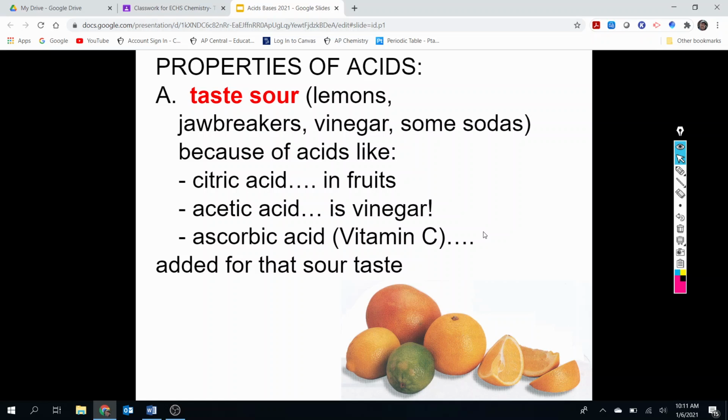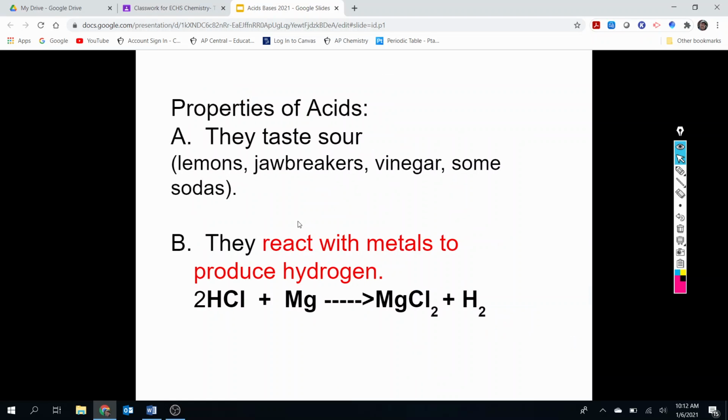Most of your citrus fruits will have citric acid. Oranges, lemons, limes, and all those are going to have a little bit of a sour taste and a little bit of an acidic taste. Again, acetic acid, which is the same as vinegar. Ascorbic acid, if you just eat vitamin C tablets to try and stay healthy, that's something some people do, and it will have a sour taste also.